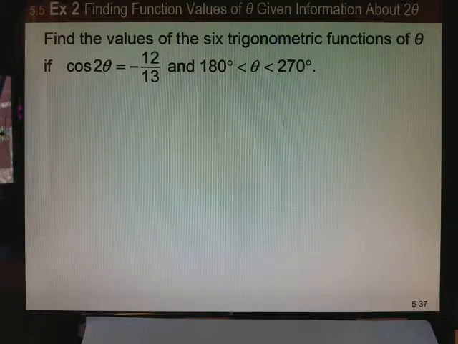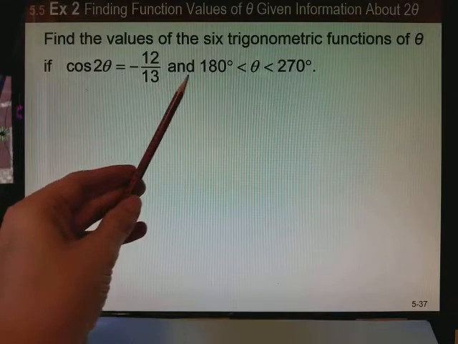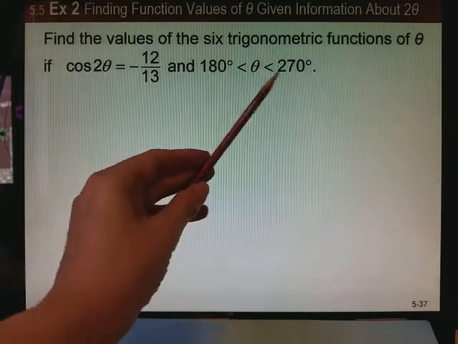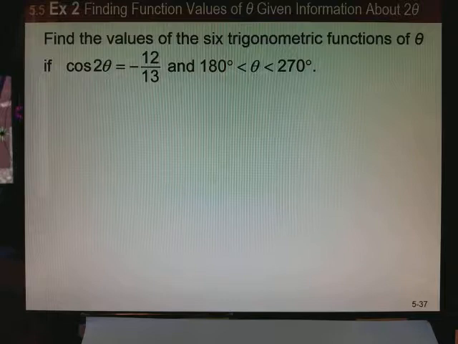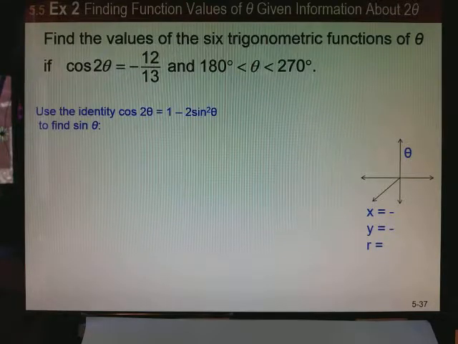Find the values of the 6 trig functions given the cosine of 2 theta is negative 12/13 and the original angle is between 180 and 270 degrees. That means my original angle would be in quadrant 3. So there's the picture for the original angle. The x's would be negative, y's would be negative, r's will be positive.